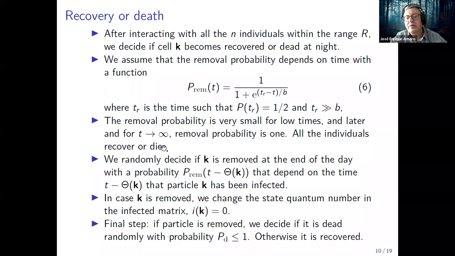And so, using this function, the removal probability, we randomly decide if K is removed at the end of the day with a probability P removal of T minus the time that the particle was infected. And this depends on the time T minus theta of K. Theta of K is a matrix that stores the time when the particle was infected. Okay.